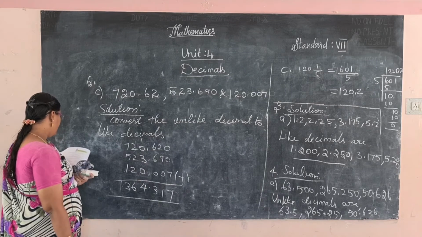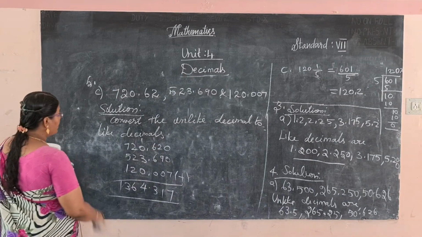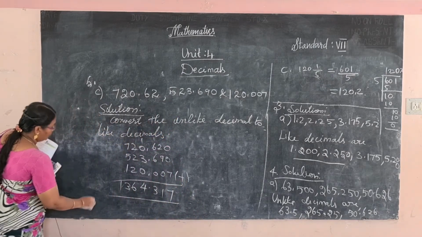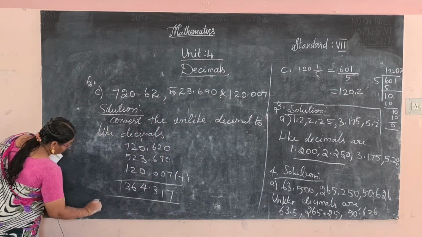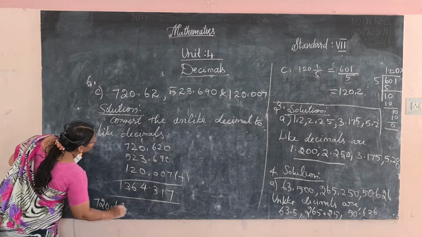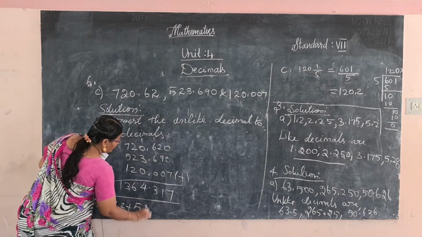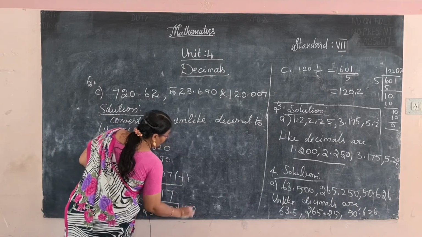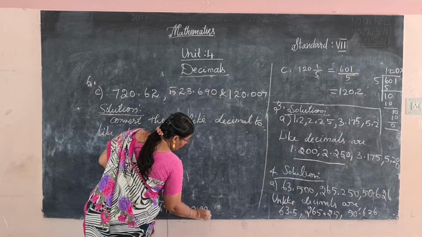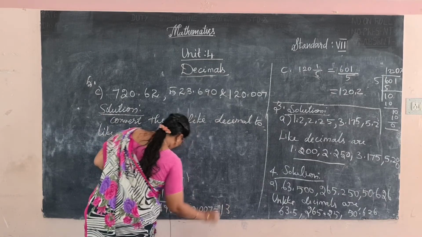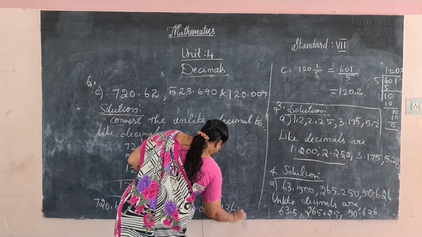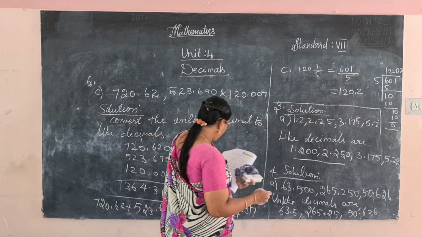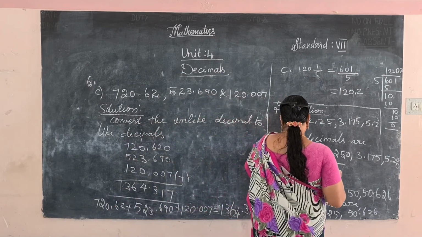So 1364.317 is the answer for this problem. Okay, you will write the answer: 720.62 plus 523.690 plus 120.007 is equal to 1364.317. Okay, so D is also homework.